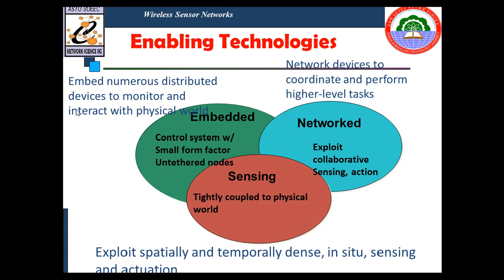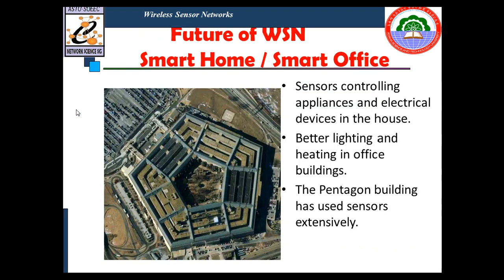frequency to save energy. So these are the enabling technologies in wireless sensor networks: embedded numerous distributed devices to monitor and interact with the physical world, network devices to coordinate and perform high-level tasks, exploiting spatially and temporally dense in-situ sensing and actuation, with sensing tightly coupled to the physical world, and in networking exploiting collaborative sensing as well as action, control systems with a small form factor and tiny nodes. These are the enabling technologies of wireless sensor networks.